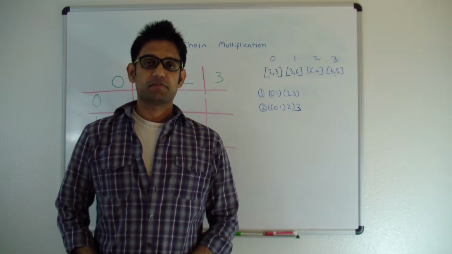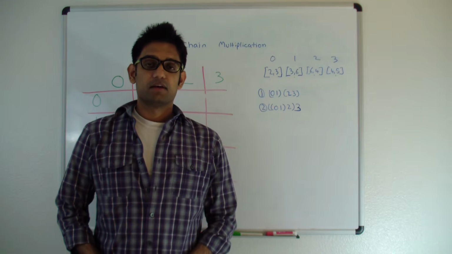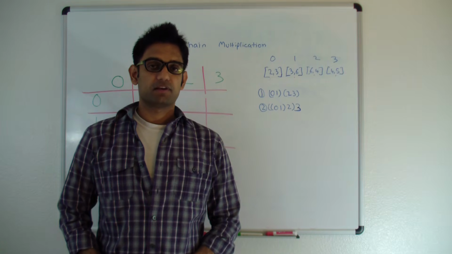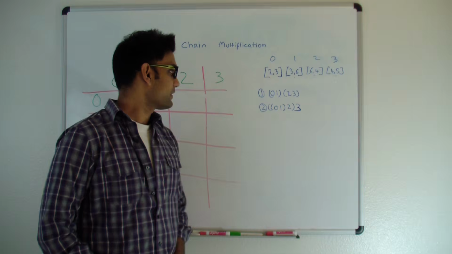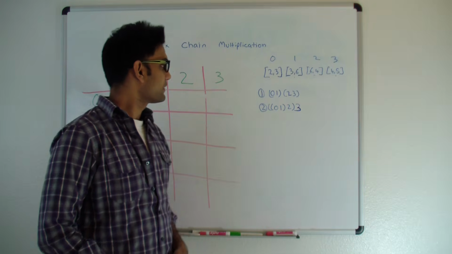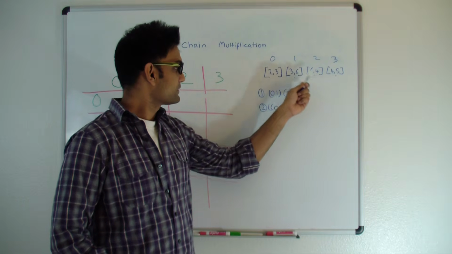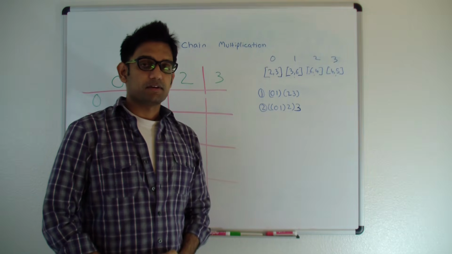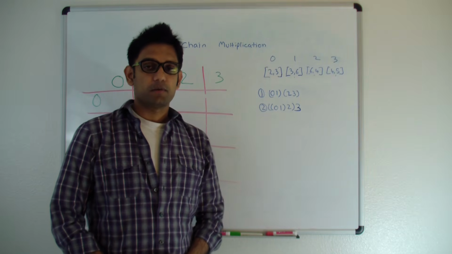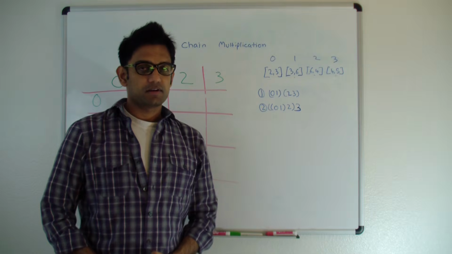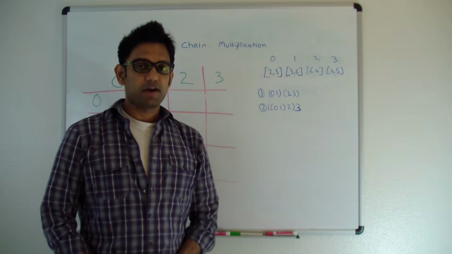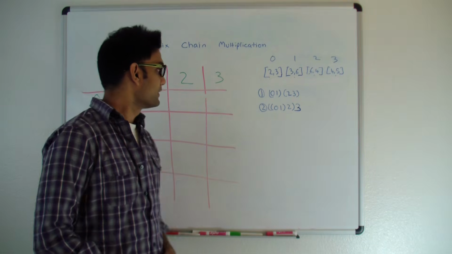So the question is, given a certain number of matrices, in what order should they be multiplied such that the cost of multiplication is minimum? Let's take an example here. I have four matrices here: 2x3, 3x6, 6x4 and 4x5. In what order should I multiply them such that the cost of multiplication is minimum? Remember, the final result is going to be the same no matter the order of the multiplication. We are just trying to minimize the cost of the multiplication.